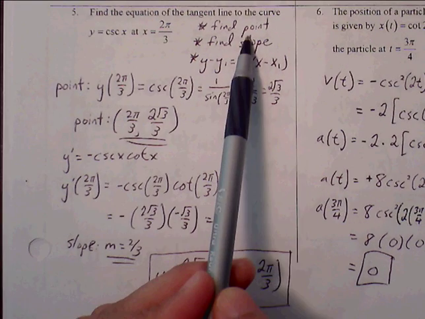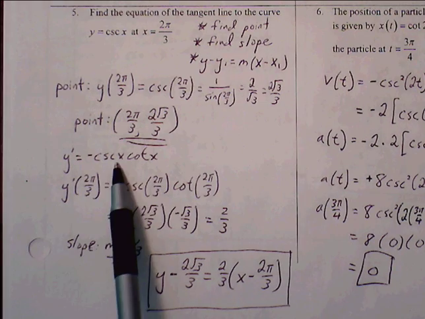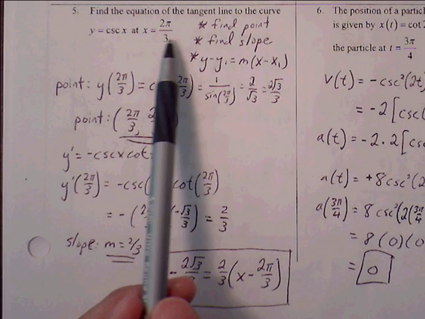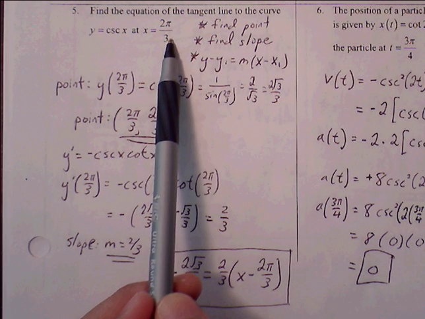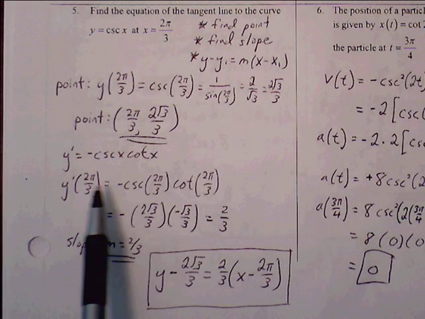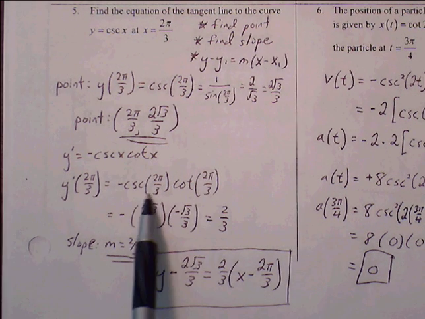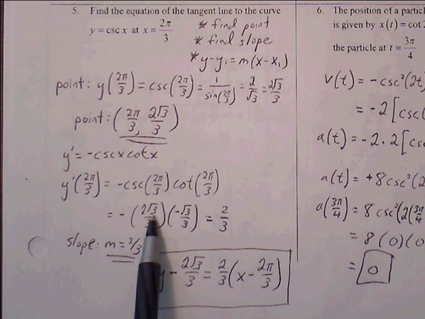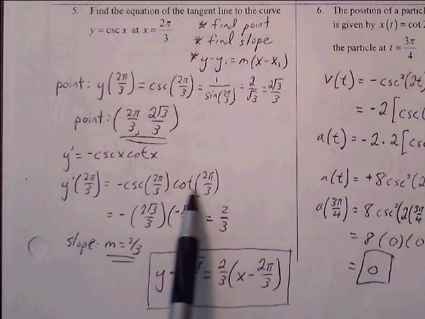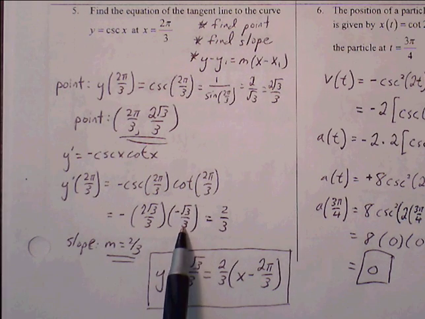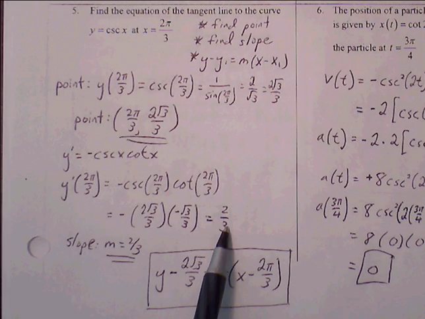To find the slope, we need to get to the derivative first. So the derivative for cosecant of x is negative cosecant of x, cotangent of x. To find the slope from there, we can evaluate the derivative at the x value. So plug 2 pi over 3 in for the x's. So negative cosecant of 2 pi over 3, cotangent of 2 pi over 3. Cosecant of 2 pi over 3 is 2 root 3 over 3, and then cotangent of 2 pi over 3 is negative root 3 over 3, and two negatives cancel out to be just 2 over 3. So that's our slope.